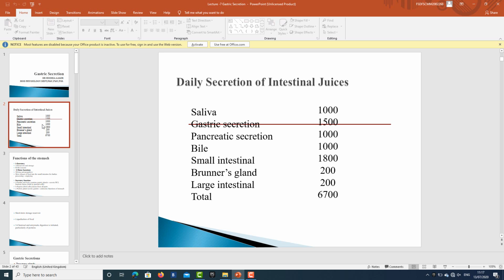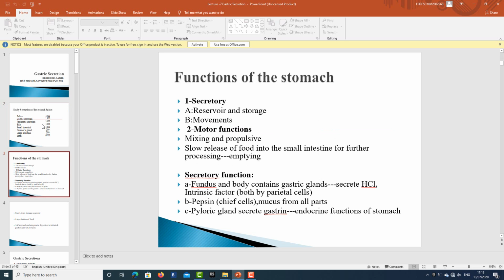Now, we are going to make the chart for this, and it includes that saliva is around 1 liter, gastric juice is around 1.5 liters, pancreatic secretion 1 liter, bile 1 liter, small intestinal secretion 1.8 liters, Brunner gland secretions 200 ml, large gut 200 ml, and the total is 6700 ml, which is 6.7 liters.